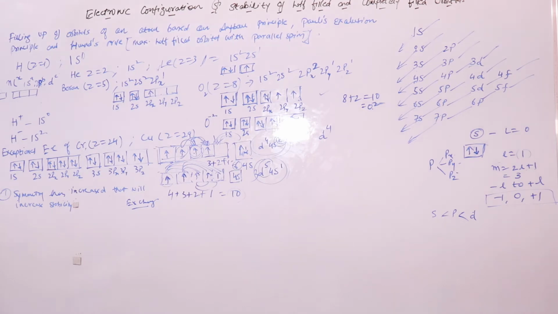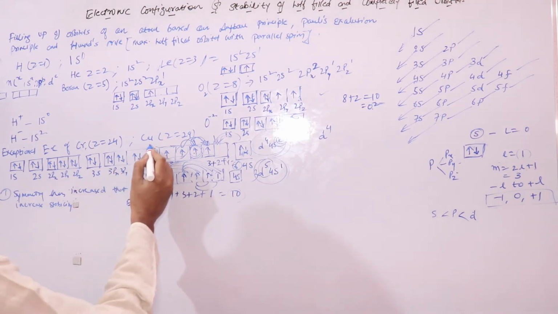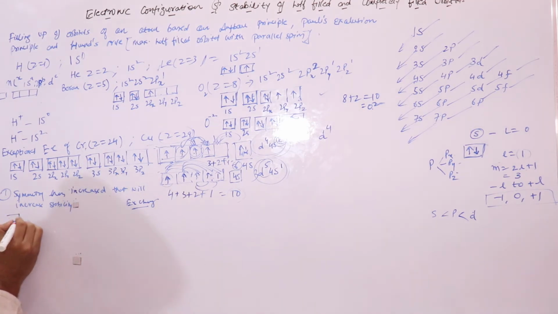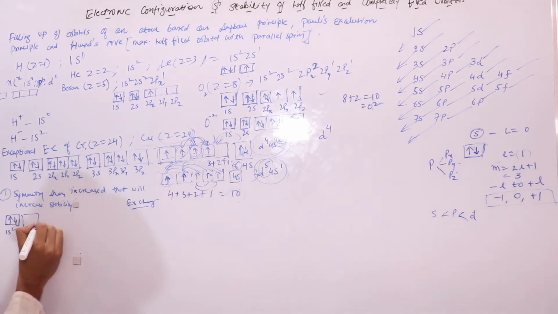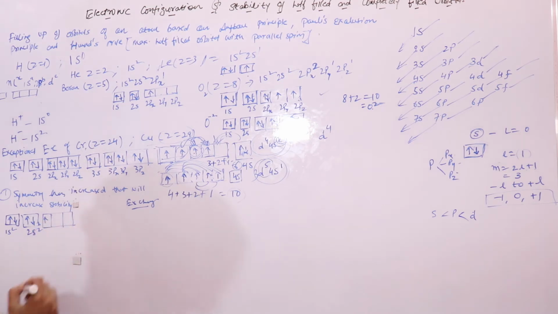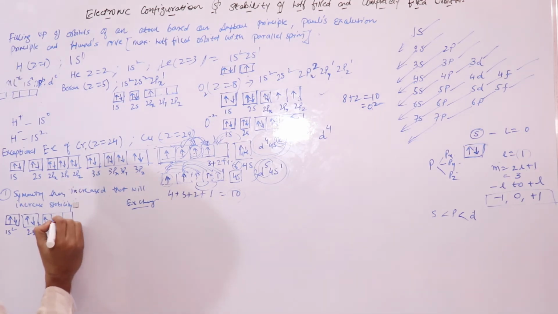second one, which is your copper. Copper has atomic number 29. So let's look at its electronic configuration. It would be 1s2, 2s2, then you have 2p6. This is 2px, 2py, 2pz.